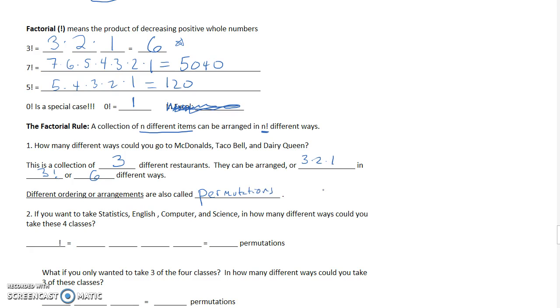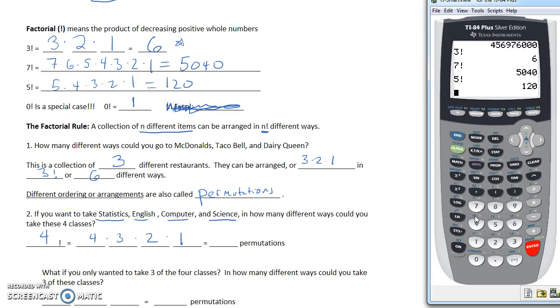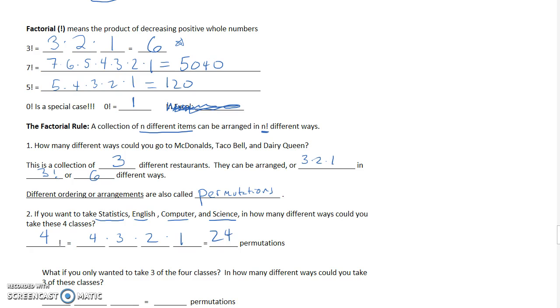So let's talk about permutations. It says if you want to take statistics, English, computer, and science classes, those are 4 different classes, right? So how many ways can we take those 4 different classes? It's going to be 4 factorial, or 4 times 3 times 2 times 1 different ways. 4 factorial, 4 math, go to probability. That's 24 different permutations. So we got 24.